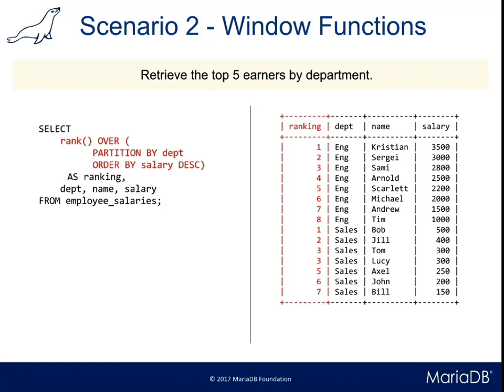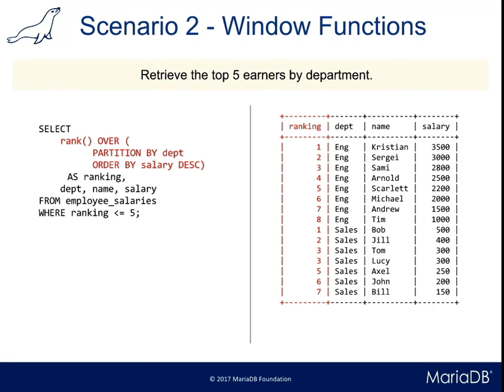With window functions, however, we can do this a lot easier. We have a specialized window function called rank, and we partition all our data by department. We order it by salary. We order it descendingly so that we get the top 5 people. But now we do not have the top 5. We actually have all of them, and they have the rank.